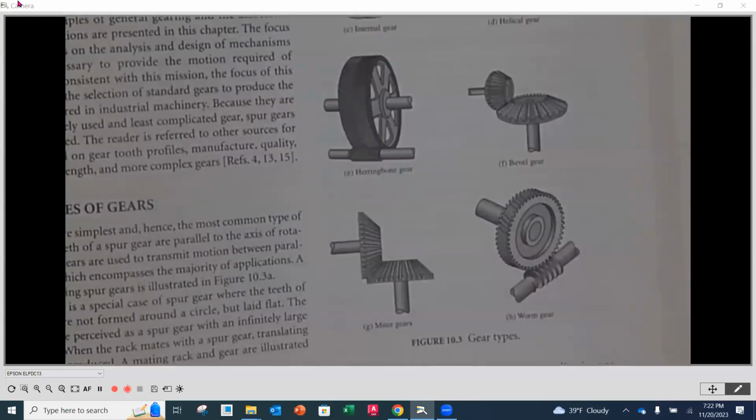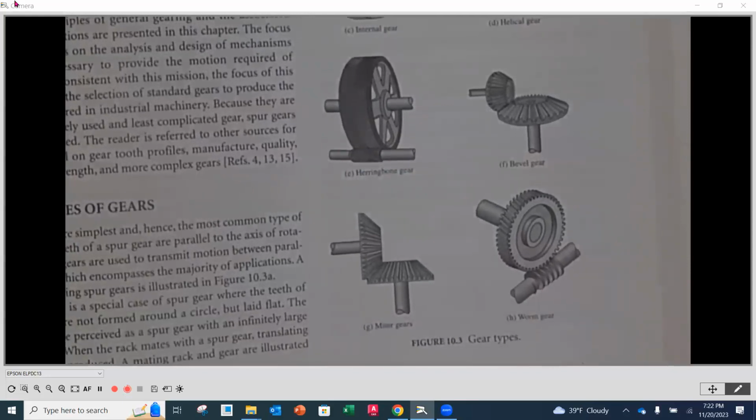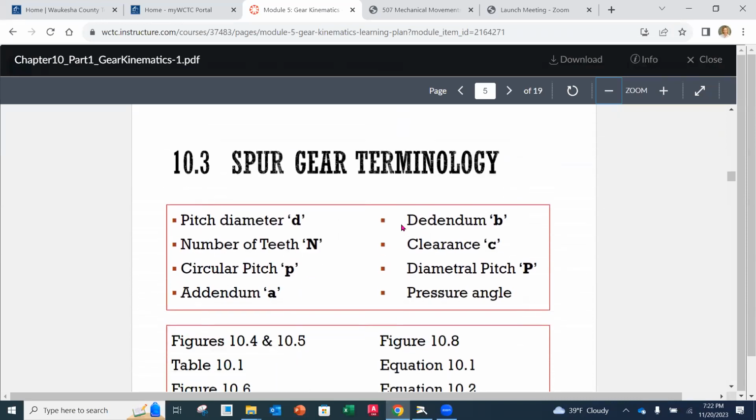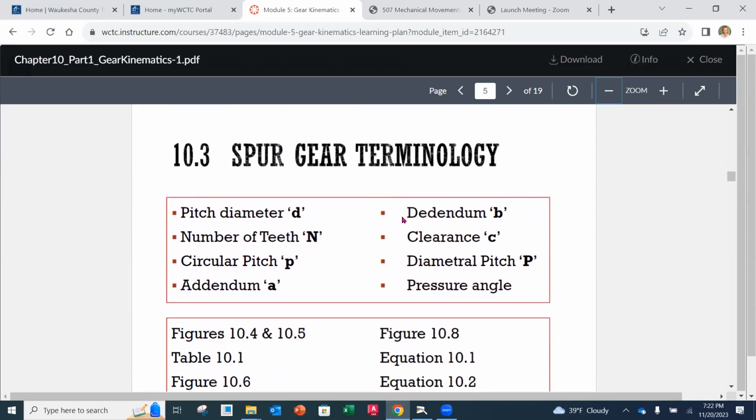Worm gears have zero backlash just by their nature, by how they're created. So they're nice that way. They're very accurate, but very expensive. Okay, so that's different types of gears. We're going to be focusing on spur gears.